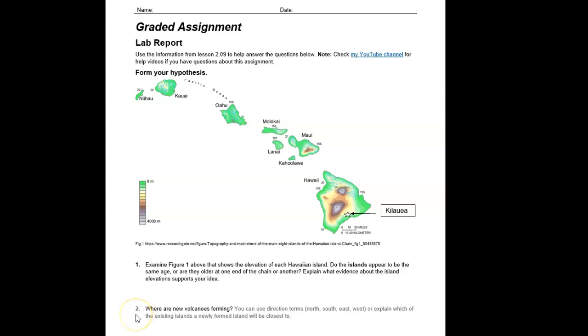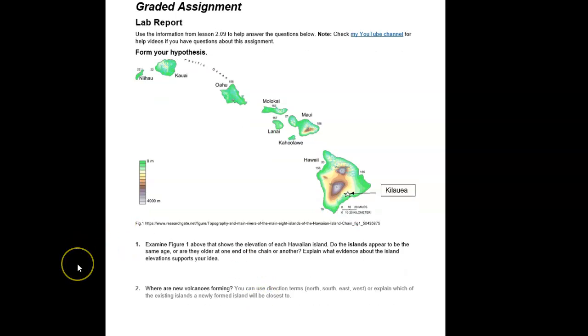The second question says, where are the new islands forming? So again, thinking back to what I told you about hotspots and how hotspot islands form, where on this map would you expect the new islands to be located? You can either use directional terms and say, I think the new islands are forming to the south, to the north, to the northeast, whatever it is, or you can even put a star or an arrow on the map where you think the new islands are forming.